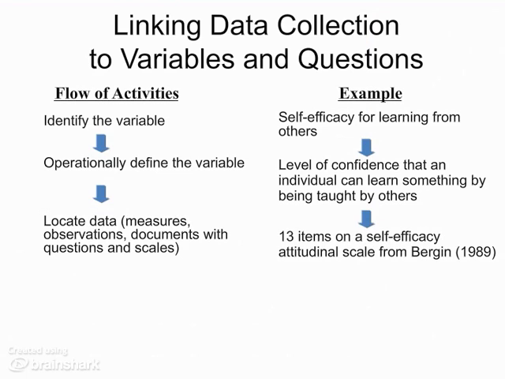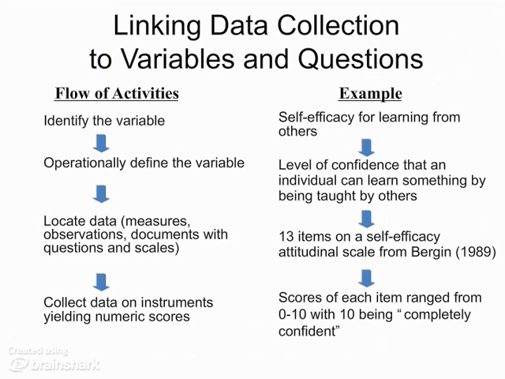The next thing you want to focus on is the data. How do I get at this information? Am I going to use an observation? Am I going to use some sort of document? Am I going to use a questionnaire? So the example I gave you was a self-efficacy scale from Bergen. And that scale was developed in 1989. So I went through the research and I found a scale that really worked for me. And that's where it originated from, Bergen, who developed this.